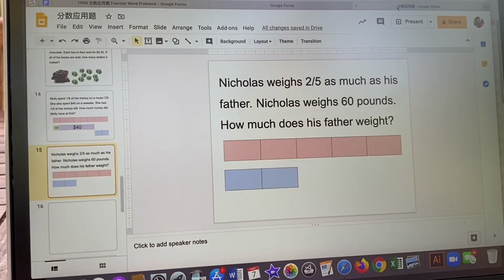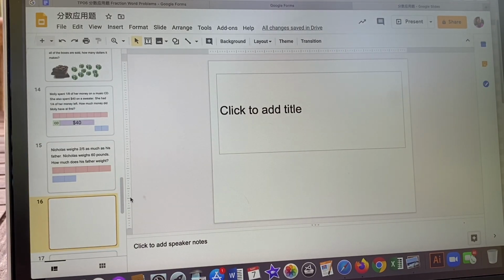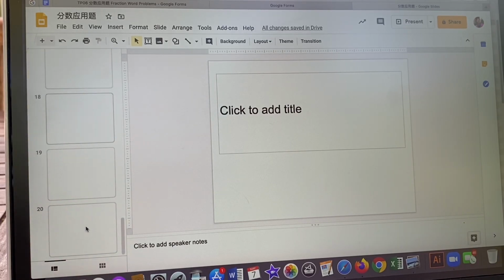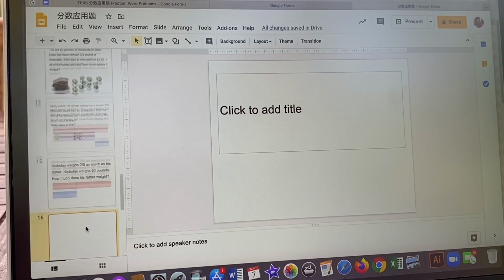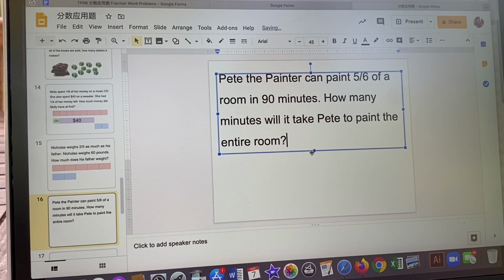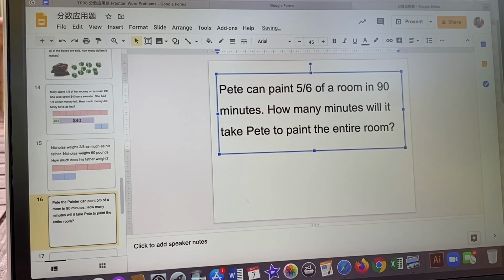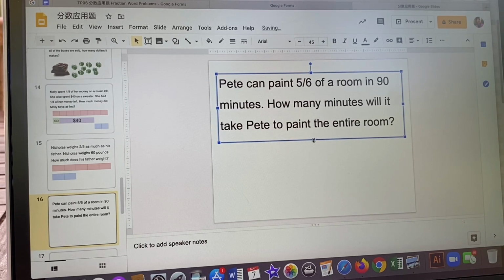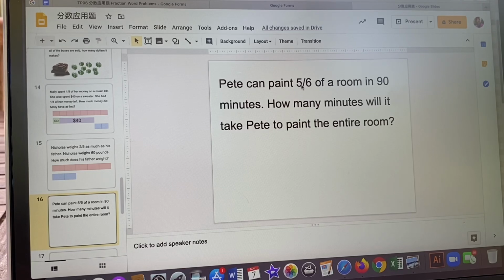Okay, now this one. Peter. Okay, we have enough questions left over. Peter, the painter. Peter can paint 5/6 of a room in 90 minutes. How many minutes will it take Peter to paint the entire room?